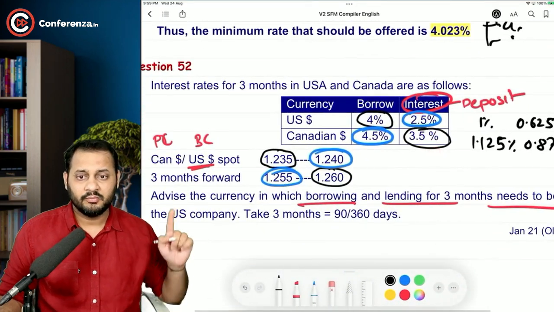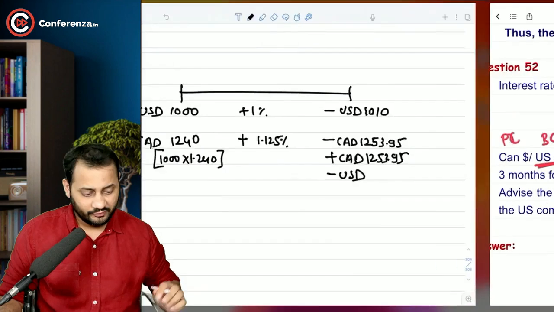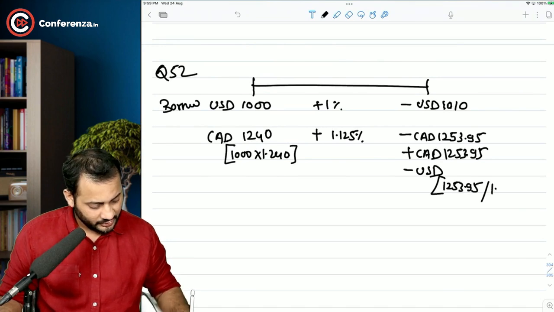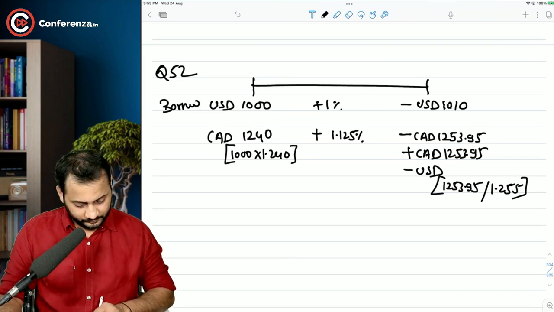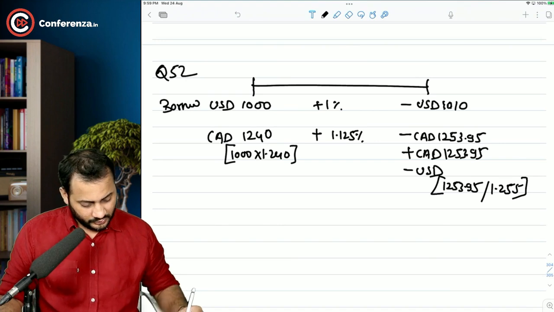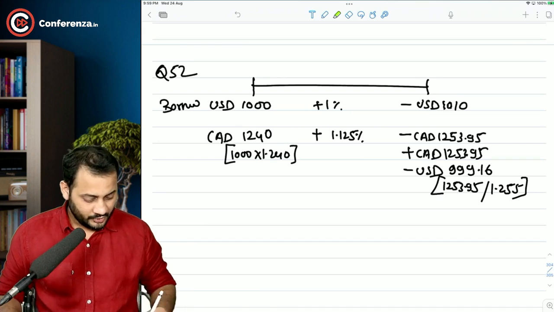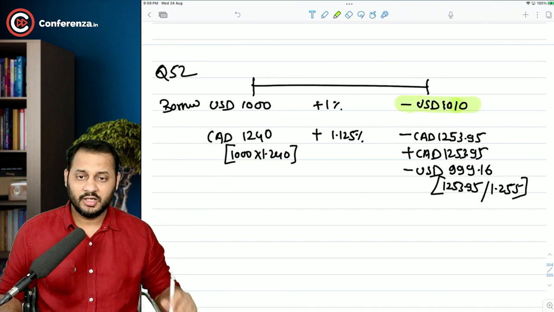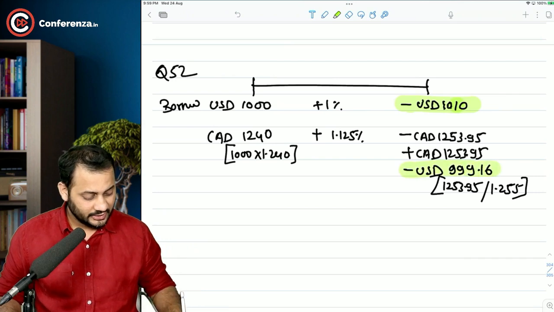What is the rate? The bank's dollar buying rate is 1.255. Am I right? 1.255. So at 1.255, 1253.95 is a Canadian dollar. 1.255 is also a Canadian dollar. So it will be divided. So 999.16. Now understand, if you directly borrow the dollar, the outflow is $1010. And if you borrow Canadian dollar first, then the outflow in US dollar is 999 only.